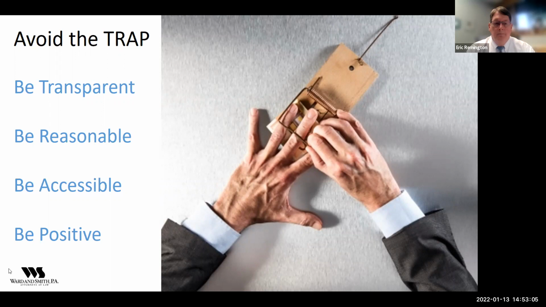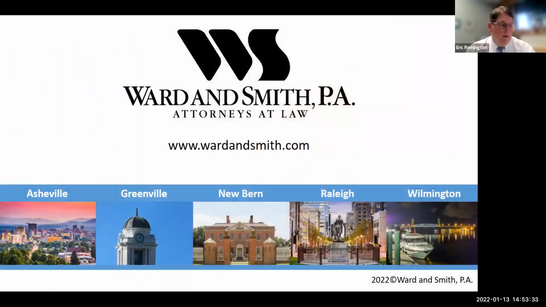So, what we tend to leave you all with is avoid the trap. Basically, if you're a property manager, tell your directors to be transparent, to be reasonable, to be accessible, and to be positive. Those are the key letters of TRAP, and that means avoid the trap. So that's a sort of 30,000-foot view of water liability rights and stuff like that. And we'd be glad to take any questions from y'all.